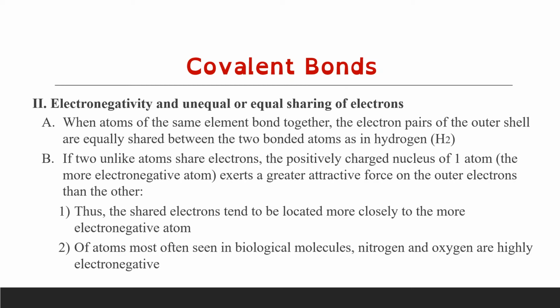For electronegativity and equal sharing of electrons, when atoms of the same element bond together, the electron pairs of the outer shell are equally shared between the two bonded atoms, as in the hydrogen molecule. But if there are two unlike atoms that share the electrons, the positively charged nucleus of one atom, which is more electronegative, exerts a greater attractive force on the outer electrons than the other. Thus, the shared electrons tend to be located more closely to the more electronegative atom, and of atoms most often seen in biological molecules, nitrogen and oxygen are highly electronegative.